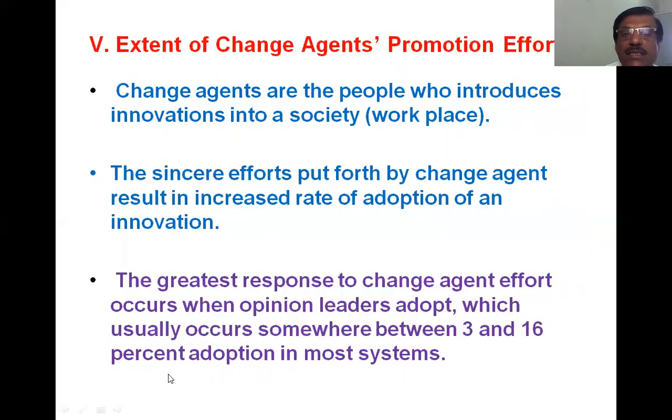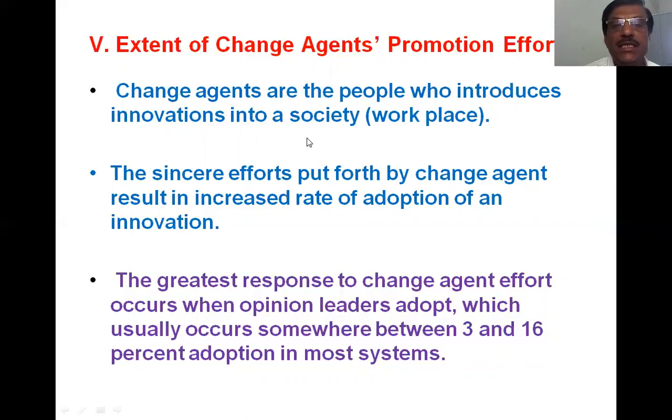The last factor is the extent of change agents' effort, the extent of extension workers. If the extension worker is sincere in educating the farmers about improved cultivation practices, the rate of adoption of innovation is fast. Farmers come to know about innovations only through extension workers. If the change agent does not put in sincere efforts, the rate of adoption will be slow.